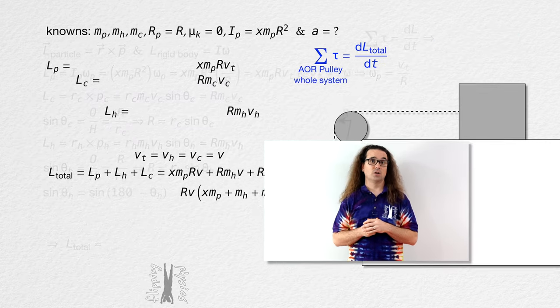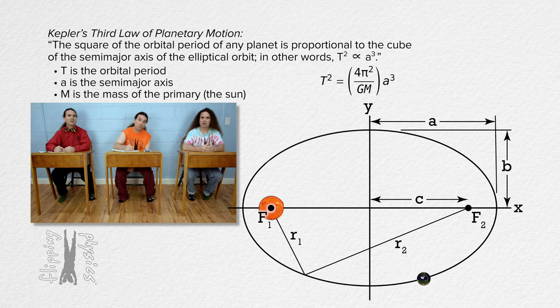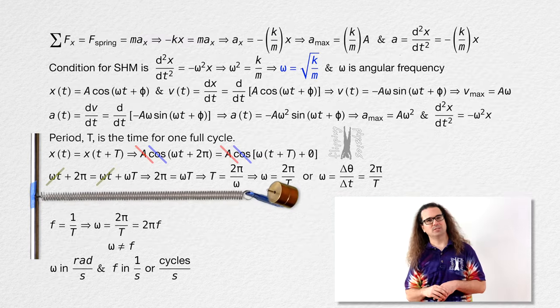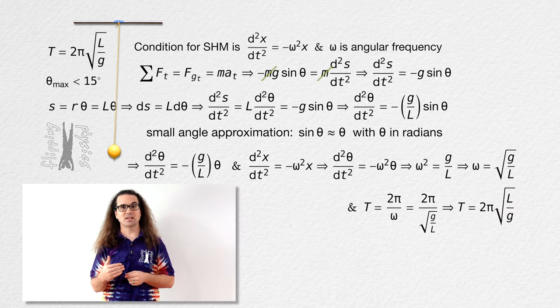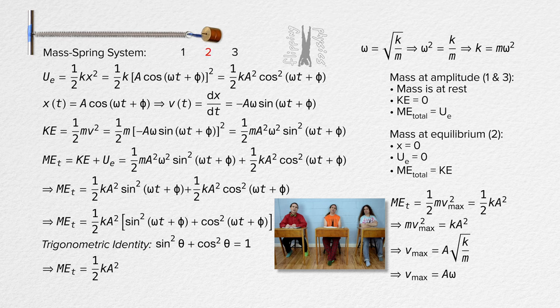momentum and a pulley mass system, all three of Kepler's laws of planetary motion, deriving universal gravitational potential energy, using calculus to derive simple harmonic motion equations, deriving the periods of both a simple pendulum and a physical pendulum, and energy in simple harmonic motion.